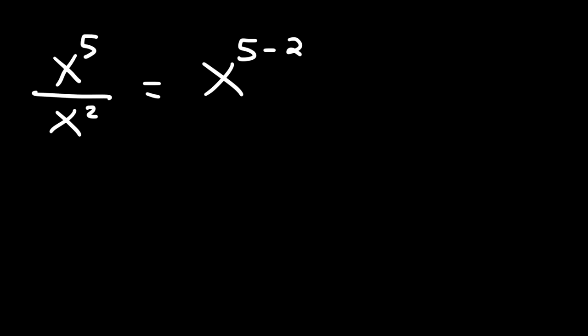Now let's try another example. X raised to the 5th power divided by x squared. So this is going to be x raised to the 5 minus 2, which is x cubed.